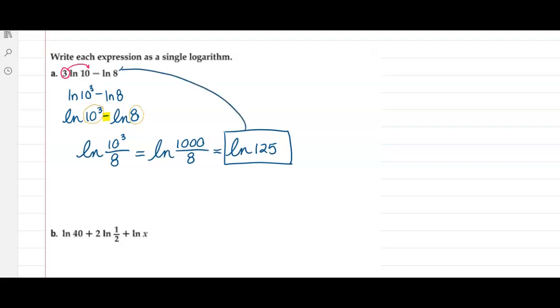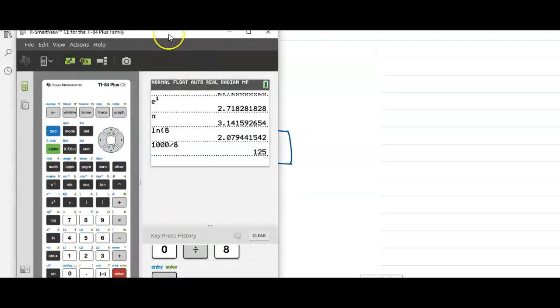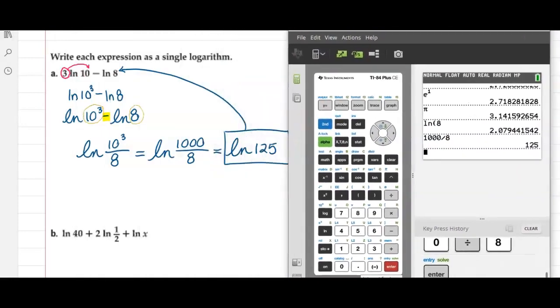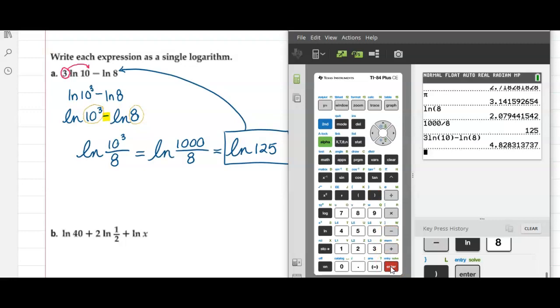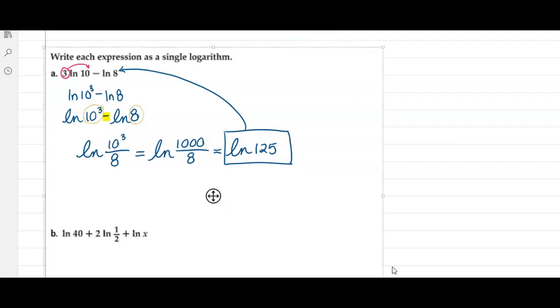That is much simpler than what I started with. However, if I type that on my calculator, you'll see that it's the same thing. Let's check it. 3 times the natural log of 10 minus the natural log of 8 gives me 4.828. The natural log of 125 also gives me the same exact number. So I know that I've successfully condensed these logarithms into one logarithm.